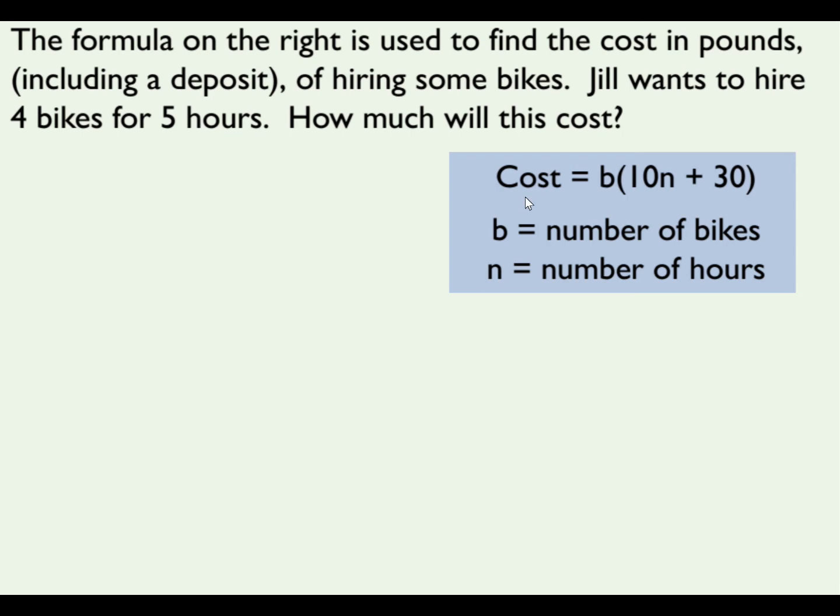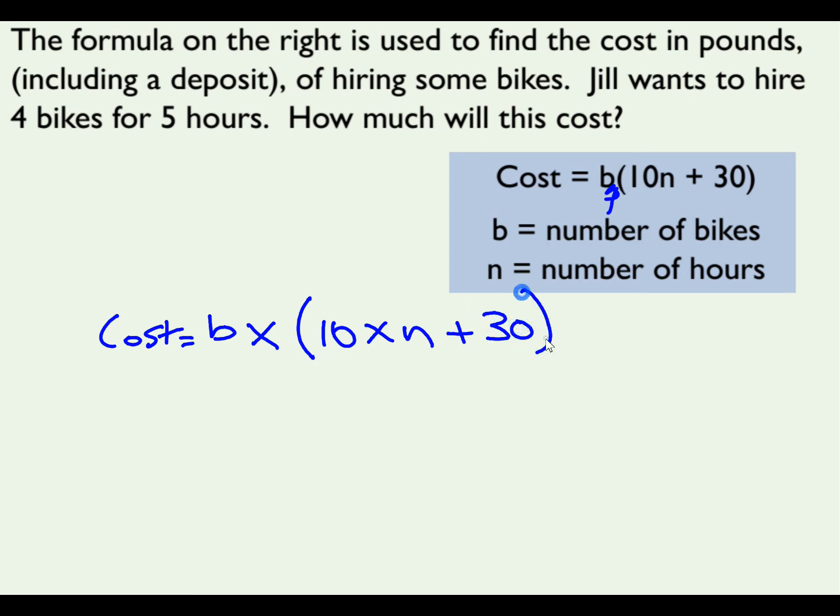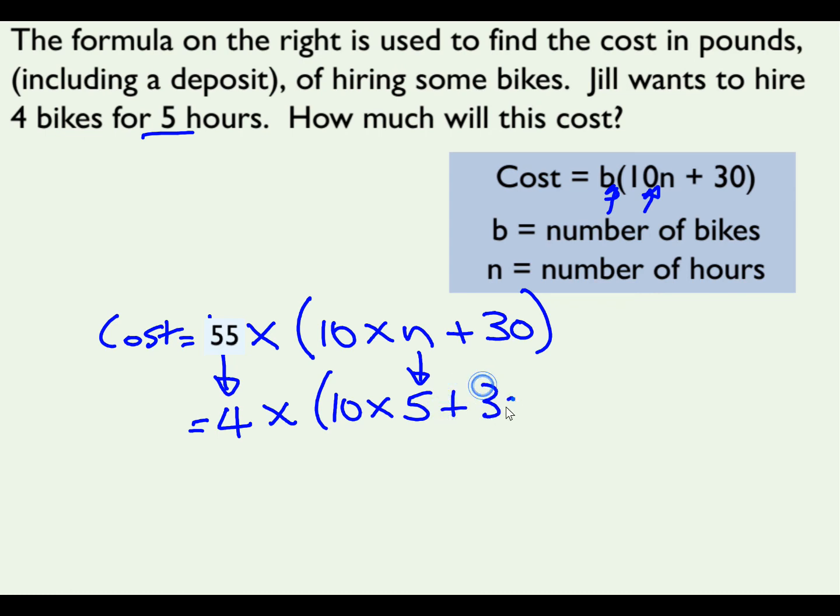So a good starting point is to write our formula out in longhand. So we have the cost is equal to the number of bikes times brackets, so we've put in the multiply between there, 10 times the number of bikes plus 30. So basically we've expanded the things where we've got hidden multiply signs. Now we can swap the letters for the numbers that we've been given, so B and N. So it becomes B is 4 bikes times 10 times N is the number of hours, which is 5, and then add 30.